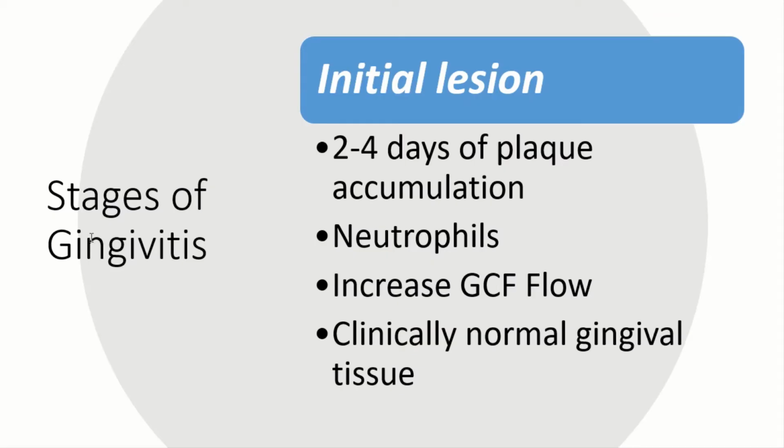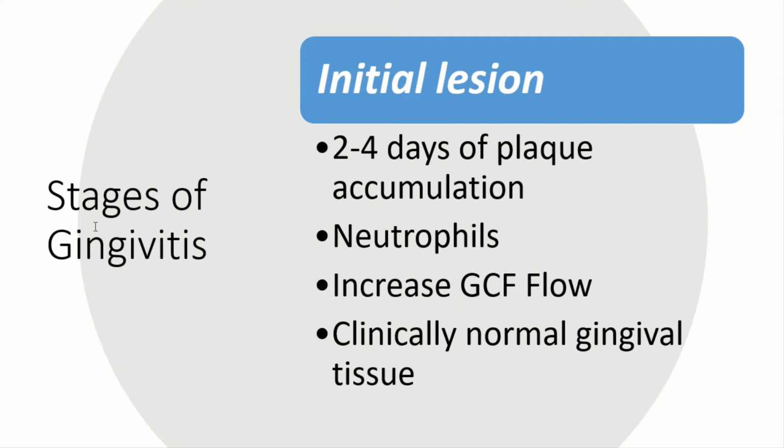Then we have gingivitis. Gingivitis is basically the inflammation of gingival tissues that does not involve the PDL or alveolar bone. If it does, that would progress to periodontitis. There are 4 stages in gingivitis: the initial lesion, the early lesion, the established lesion, and the advanced lesion.